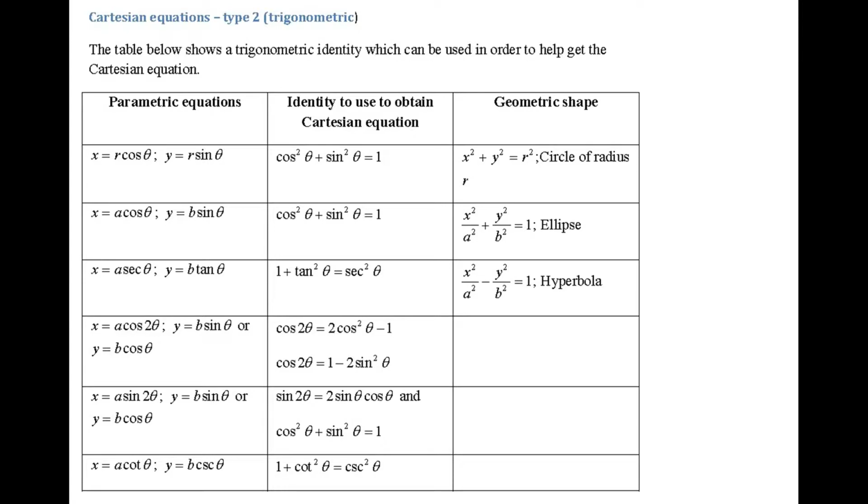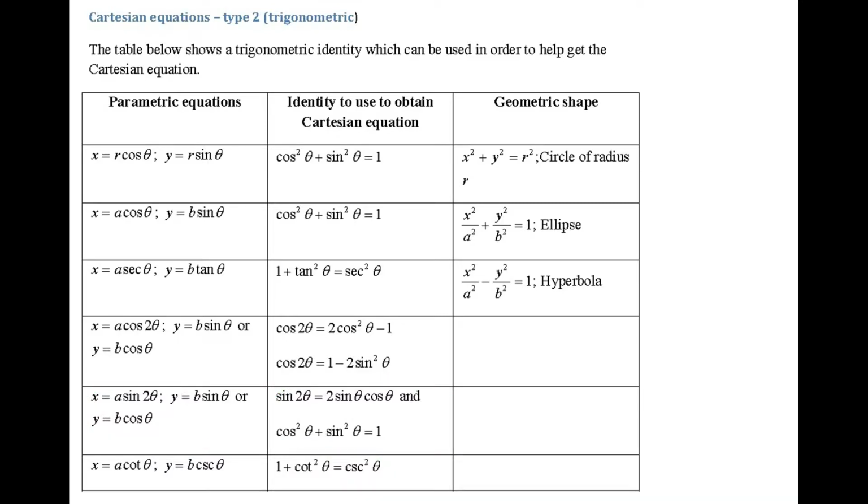And if you have parametric equations in the third case in terms of double angles, so if you have an equation in terms of cos 2 theta and the other equation for x or y in terms of sine theta or cos theta, you'll need to use the double angle formula for cos in order to help you get the corresponding Cartesian equation. And in the next case, if one of your parametric equations for x or y is in terms of the double angle for sine, that means that you'll need to use the double angle formula for sine in order to help you get the corresponding Cartesian equation.